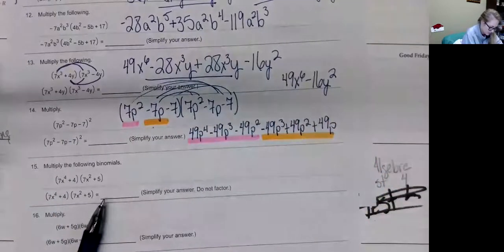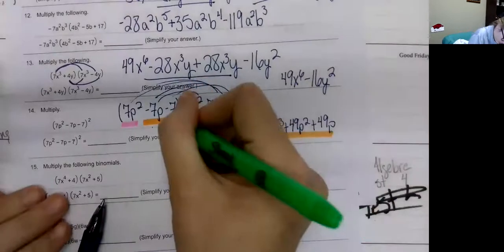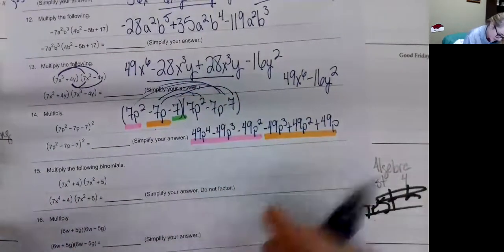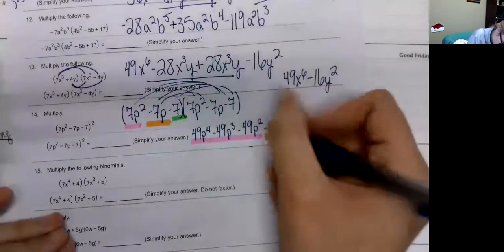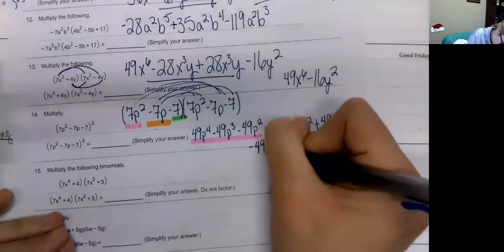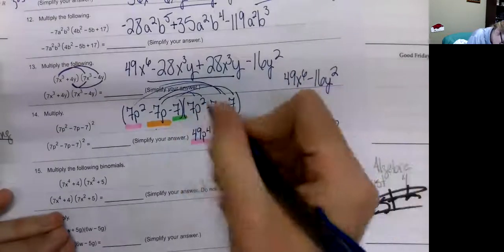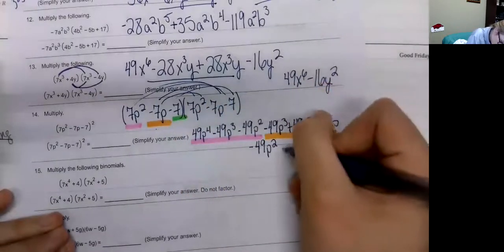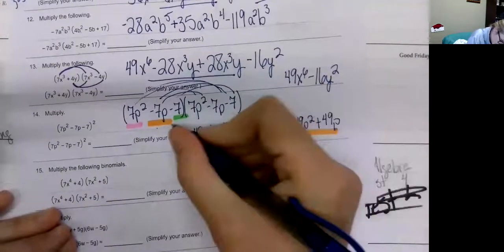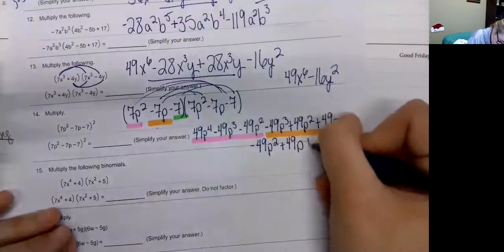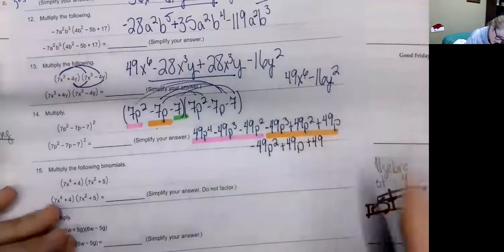I don't have enough room for the third term, so we're going to put it somewhere. So negative 7 times 7p squared would be negative 49p squared. Negative 7 times negative 7p would be positive 49p. Negative 7 times negative 7 would be positive 49.